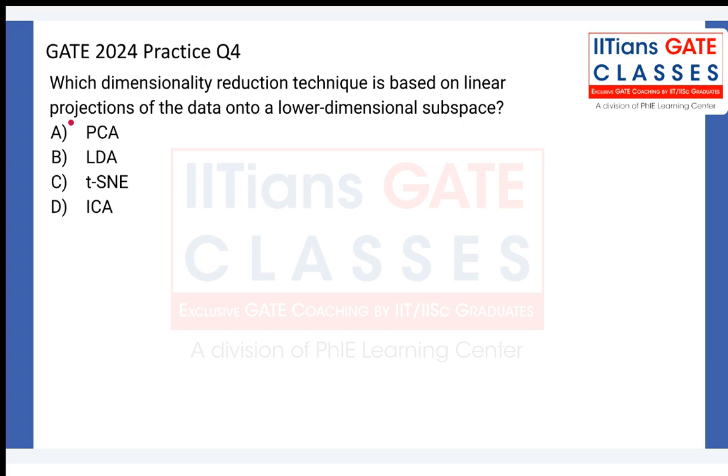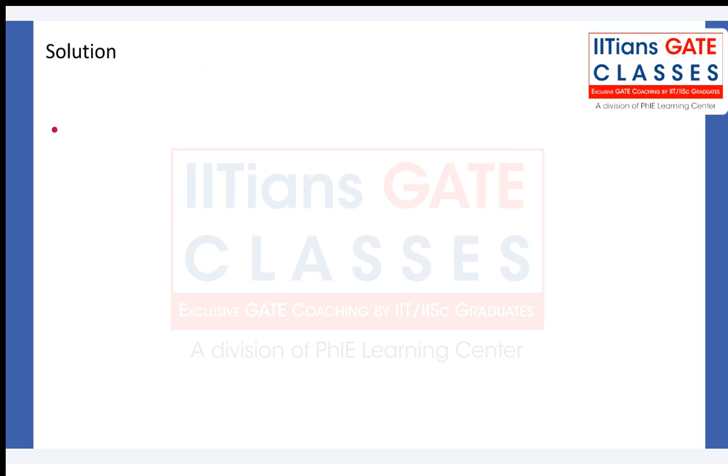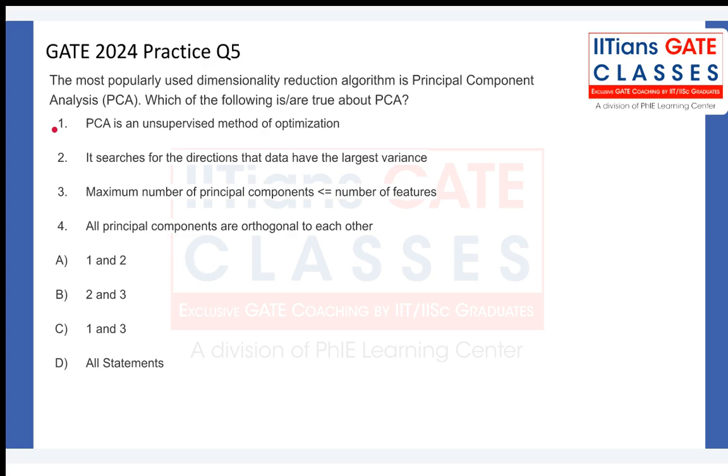Which dimensionality reduction technique is based on linear projections of data onto a lower dimensional subspace? This is just another way of asking what is PCA. You're trying to reduce by doing linear projections, linear combinations of the data into a lower dimensional subspace. If you have a space with m dimensions, you're trying to lower it down to m prime, which is a lower dimensional space. So PCA. The most popularly used dimensionality reduction algorithm is PCA, right?